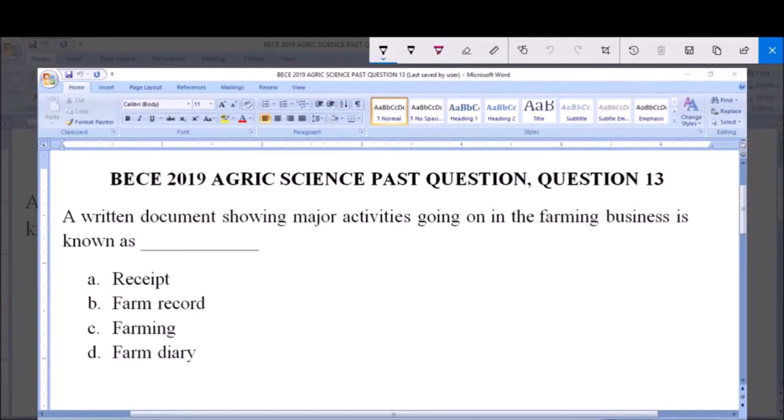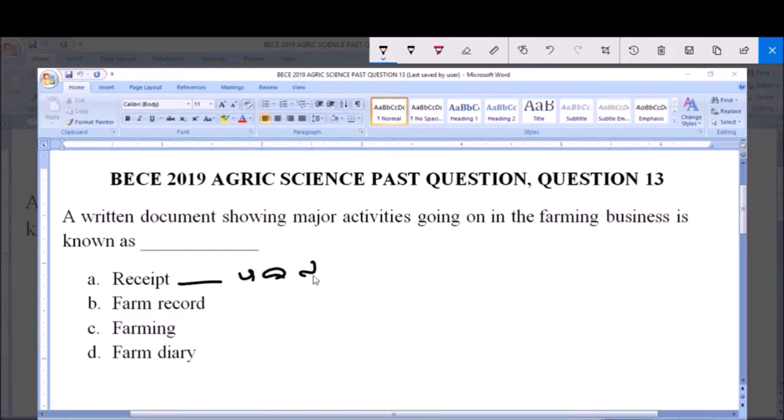Good day and welcome. Today we're going to be dealing with BECE 2019 Agric Science Past Question, Question 13. A written document showing major activities going on in the farming business is known as dash: A, receipts, B, farm records, C, farming, and D, farm diary. So we are asked to pick an option which is described as a written document showing major activities going on in the farming business. Now A says receipts.